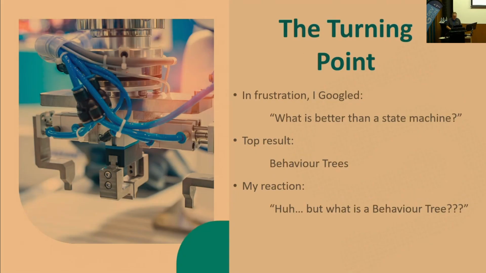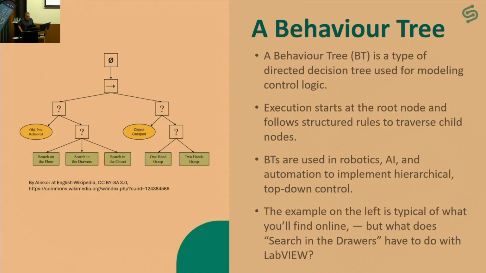In frustration, I Googled, what is better than a state machine? And it turns out it was behavior trees. My reaction was, but what is a behavior tree? So, of course, I went back to Google. A behavior tree is a type of directed decision tree used for modeling control logic.